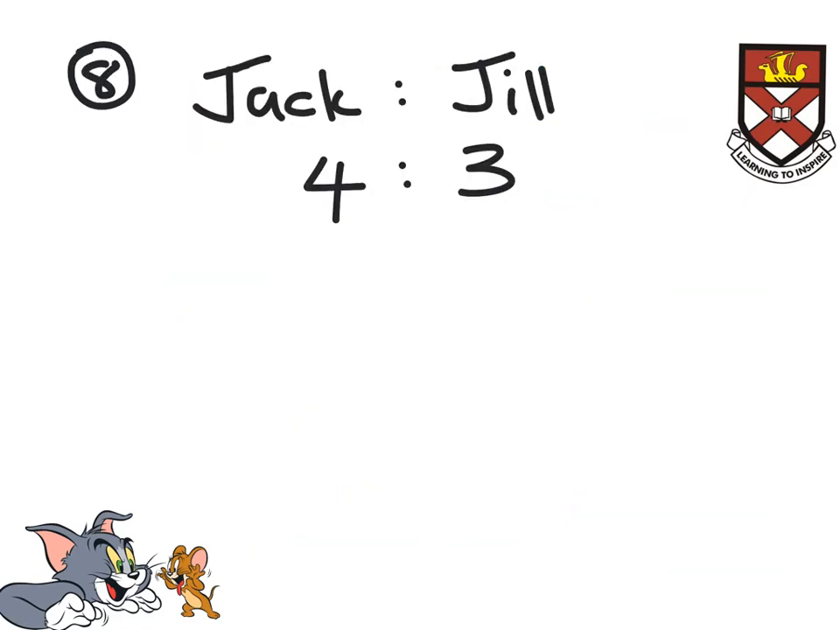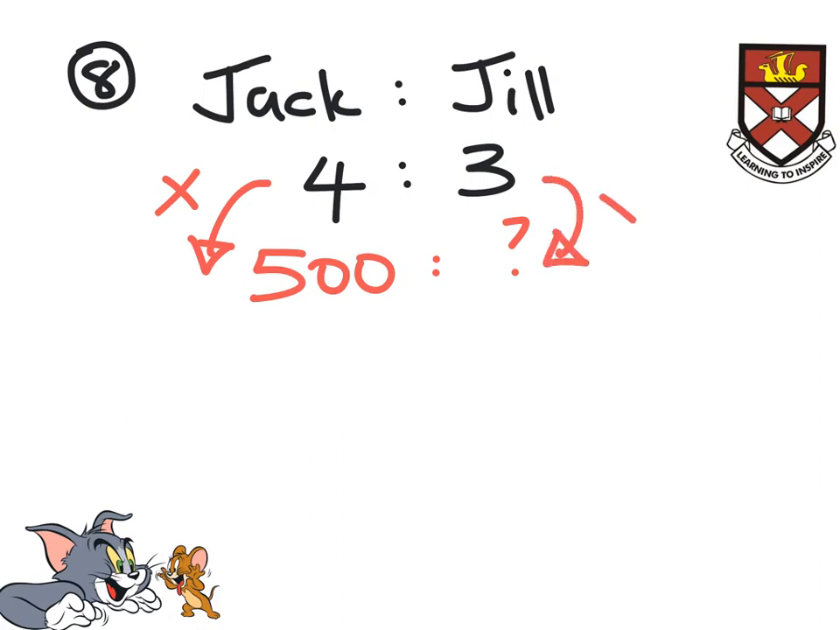Question 8. Jack and Jill have been up the hill and they've collected some water. This time they didn't fall down and they're going to share it when they get to the bottom. Jack got 500 because he's greedy. Jill gets how much? Well, just think to yourself, how do I get from 4 up to 500? What do I times it by? And do the same times sum on this side, and you can work out how much water Jill receives.